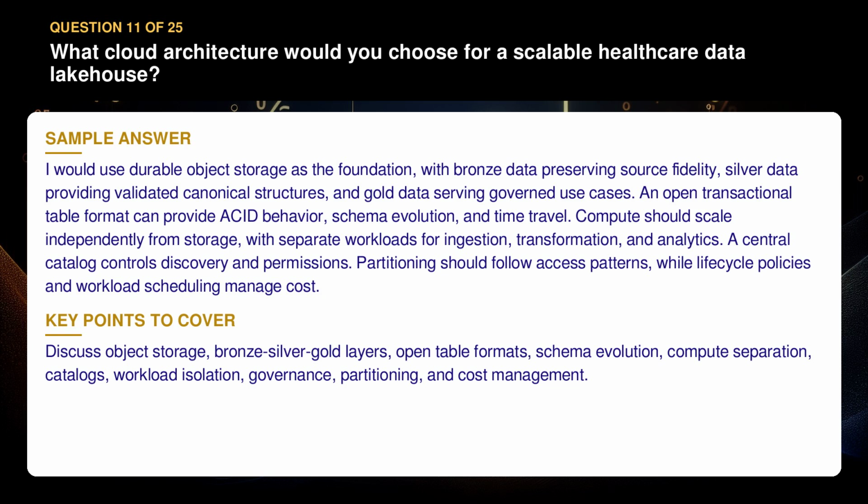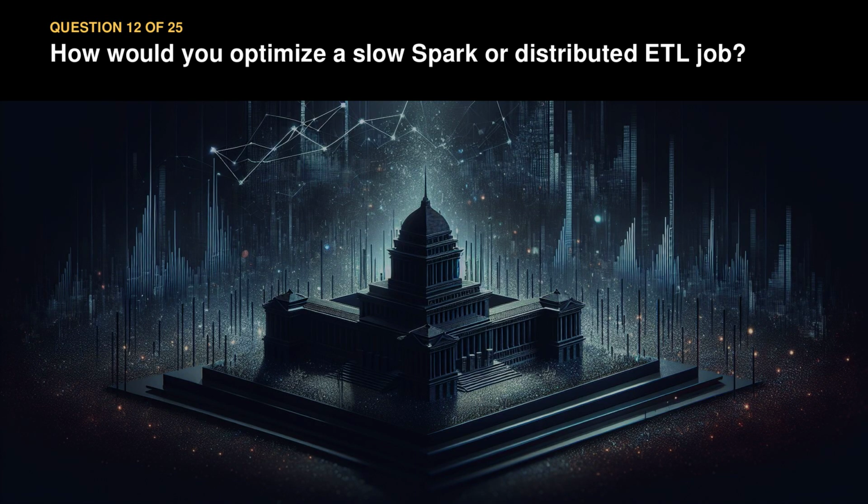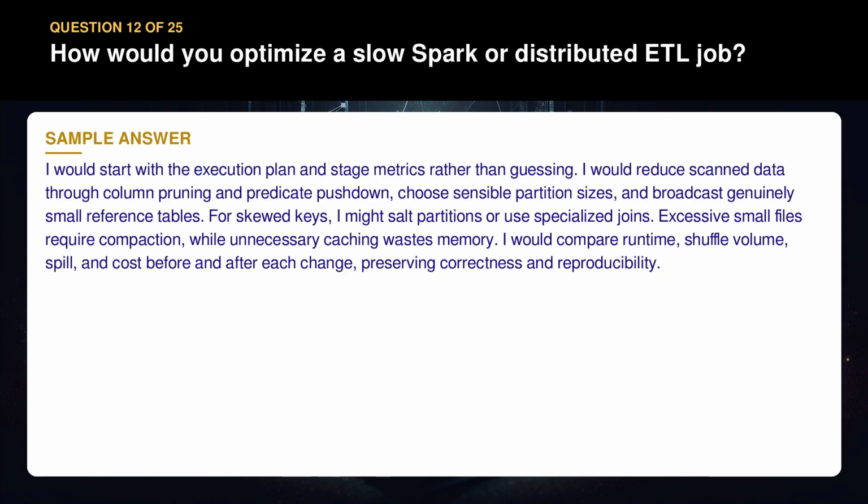Question 12. How would you optimize a slow Spark or distributed ETL job? I would start with the execution plan and stage metrics rather than guessing. I would reduce scanned data through column pruning and predicate pushdown, choose sensible partition sizes, and broadcast genuinely small reference tables. For skewed keys, I might salt partitions or use specialized joins.